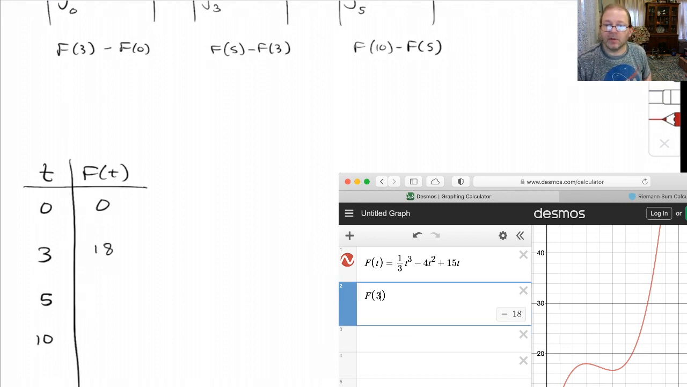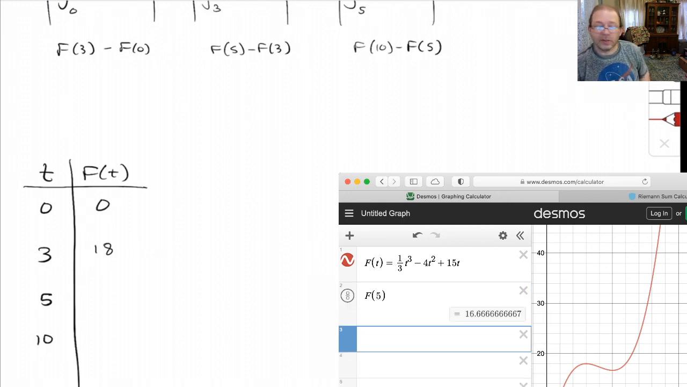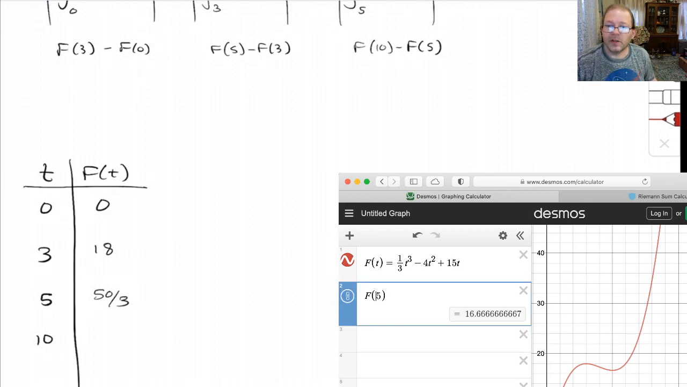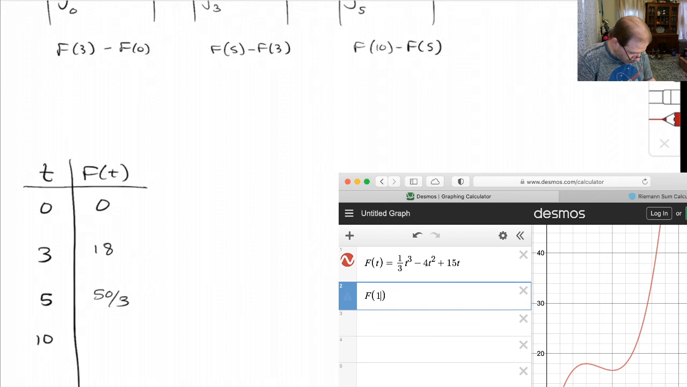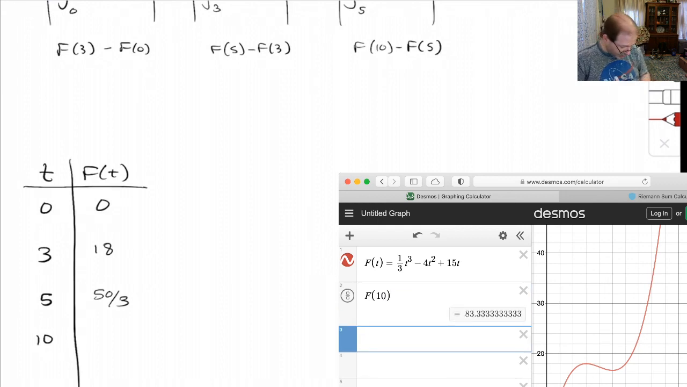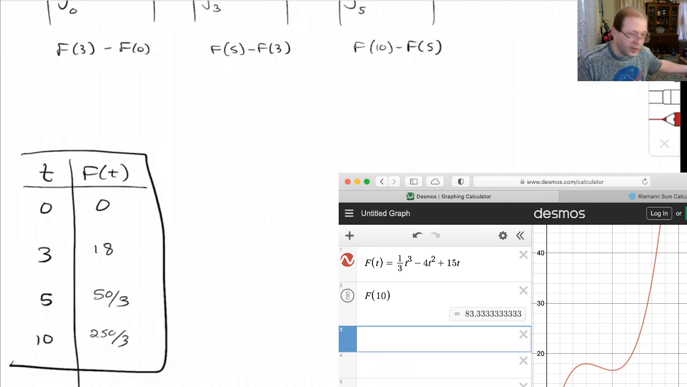F(5) is going to be a fraction. 16 2/3, that's 50 over 3. Yeah, 50 over 3. And F(10) is going to give me a fraction too. I'll put in 10, that gives me 83.33, so 83 plus 1/3 is 250 over 3. So I'm going to take these numbers, plug them in up above, and that's going to give it to us.